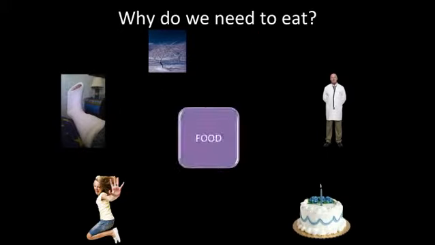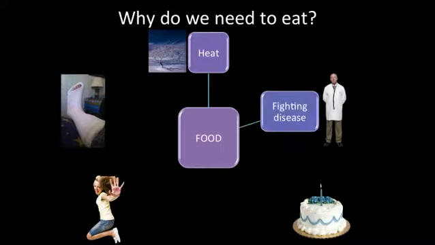Very important question here. Why do we need to eat? Food obviously is very important. Without it, you would die. There are 5 main reasons that we need food as humans. The first one being, we need it to heat the body. Humans maintain a constant body temperature of around 37 degrees C, and this takes a lot of energy.